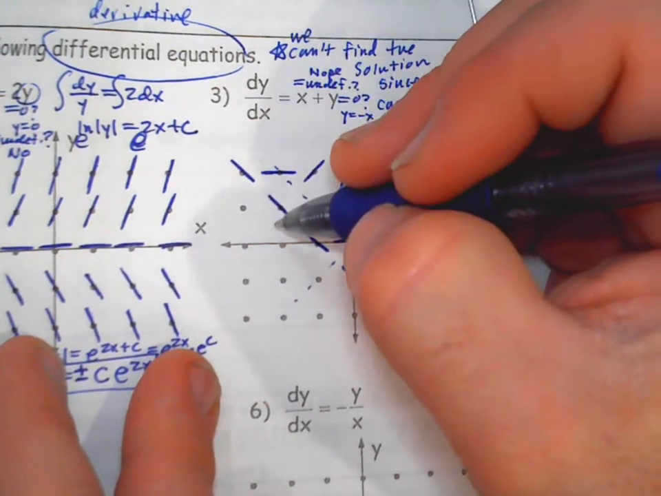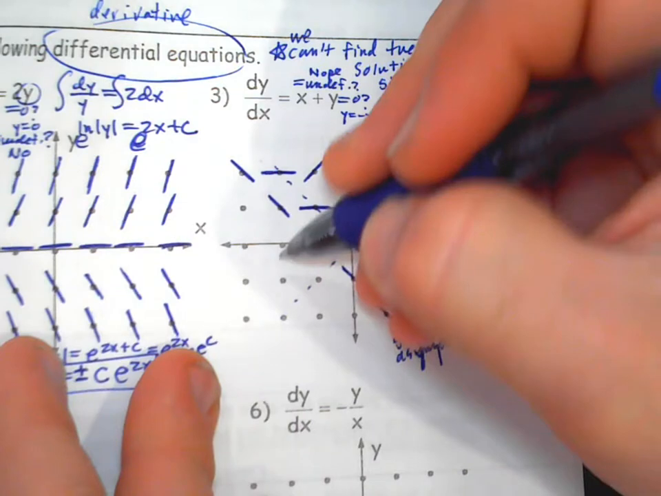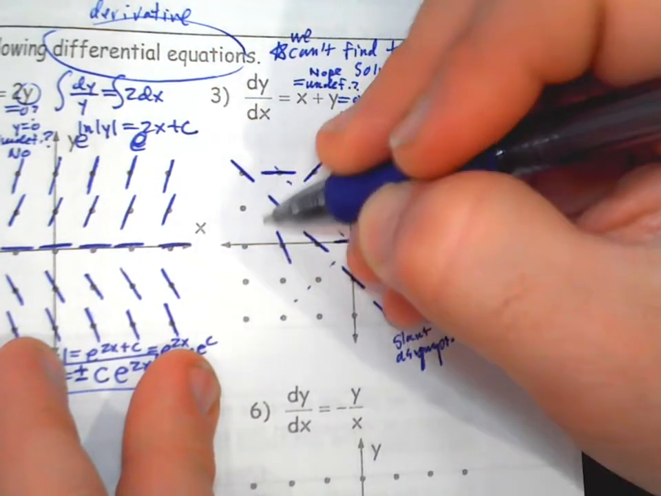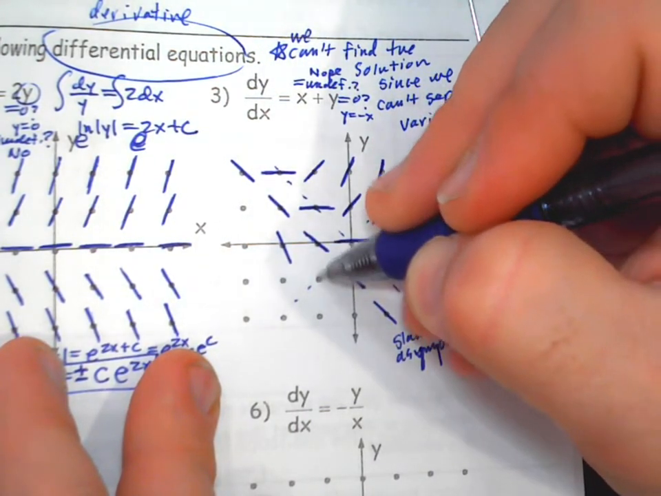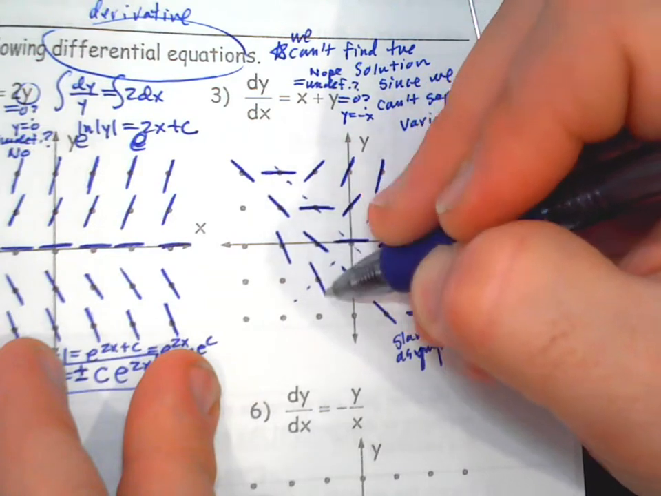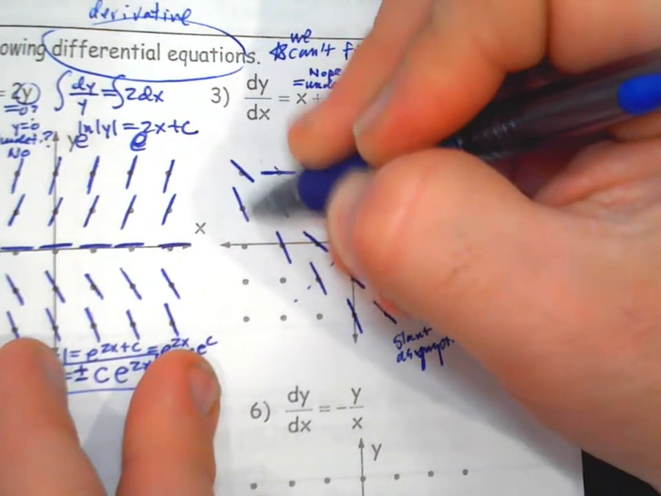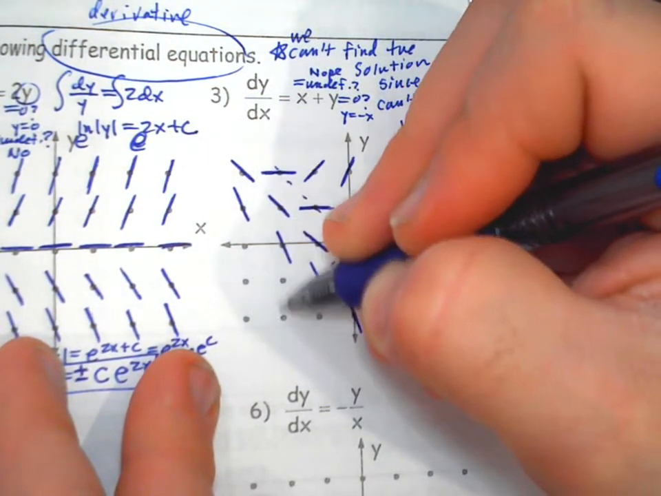Okay, -2 would be a slope of -2. -1, -1, slope of -2. So these are all -2. -3 is a slope of -3.